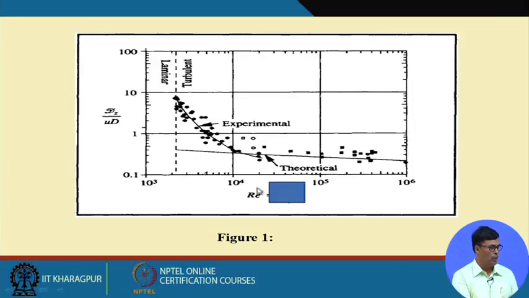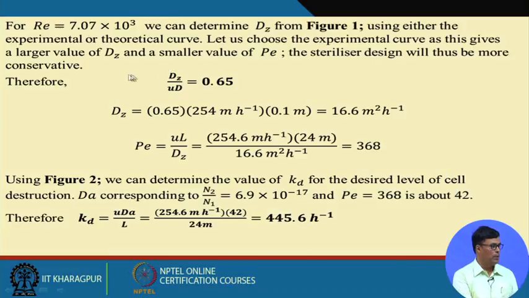We have a plot between the Reynolds number and this dispersion coefficient, where this is diffusivity and this is the velocity. So if you know the Reynolds number, you can find the corresponding value. And here the Reynolds number is 7.07 × 10^3, so we can determine the dz value.